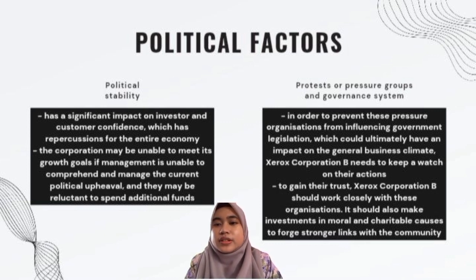The next one is protest or pressure groups and governance system. In order to prevent these pressure organizations from influencing government legislation, which could ultimately have an impact on the general business climate, Xerox Corporation B needs to keep watch on their actions. To gain their trust, Xerox Corporation B should work closely with those organizations. It should also make investments in moral, charitable causes to forge stronger links with this community.